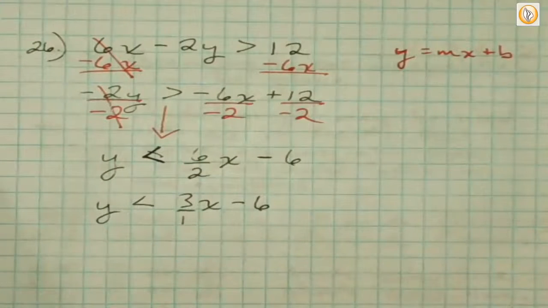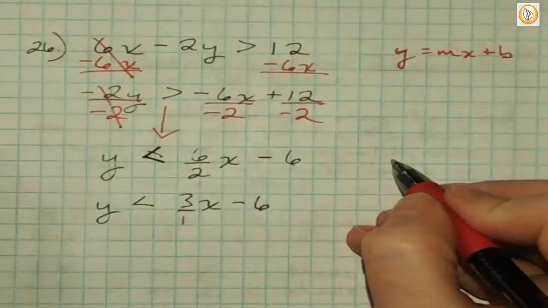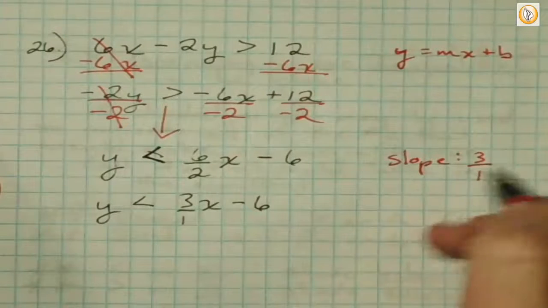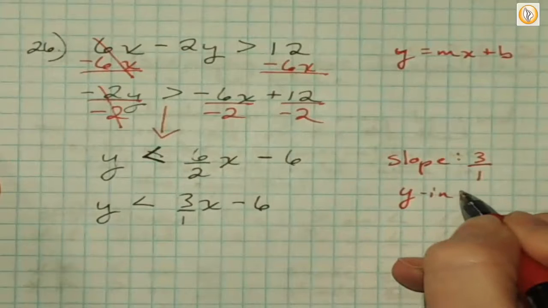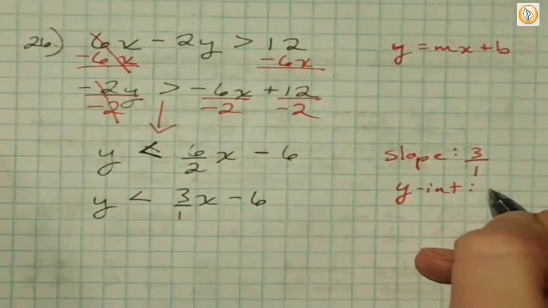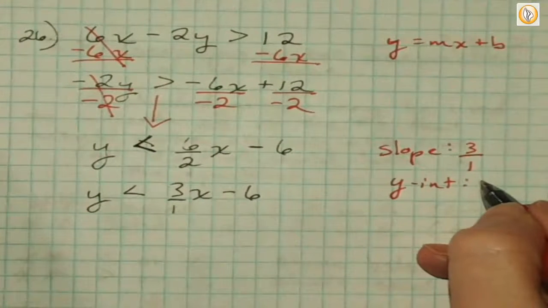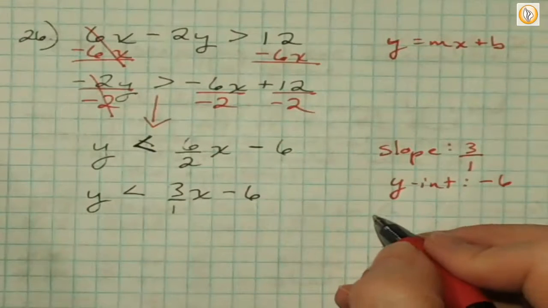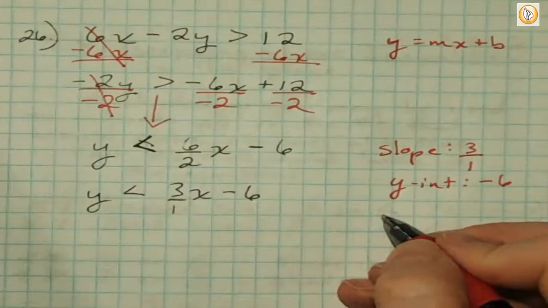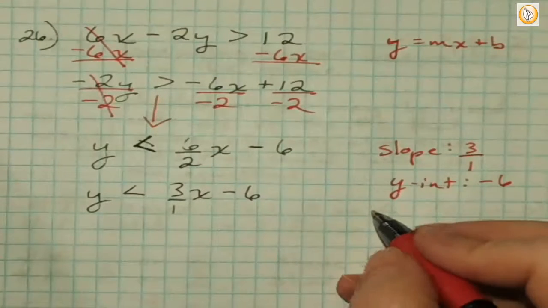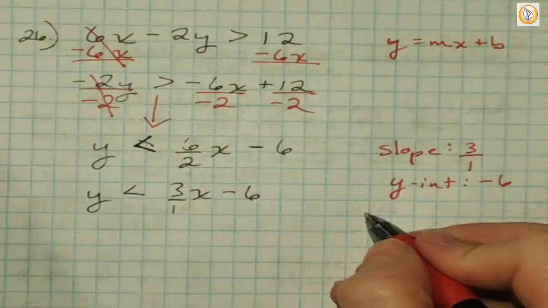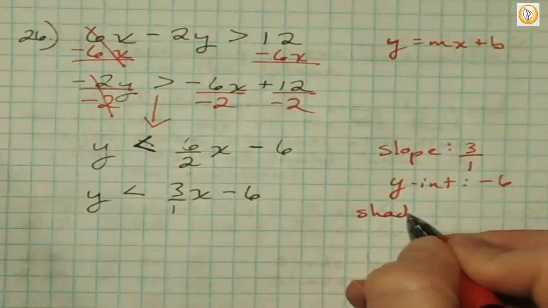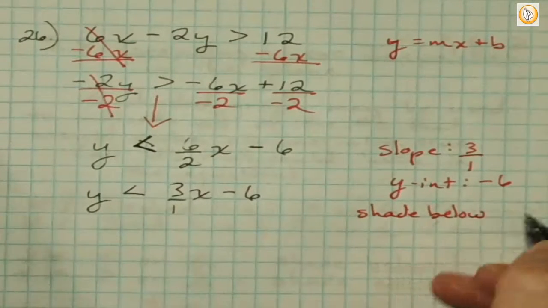I know. Okay, so Joseph, what is the slope? The slope is 3 over 1. What is the y-intercept? Negative 6. Is it shade below or above? Shade below. And is it dashed or solid?